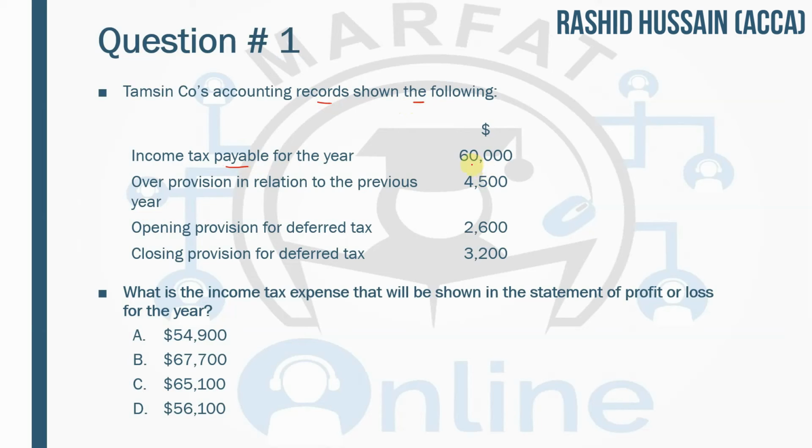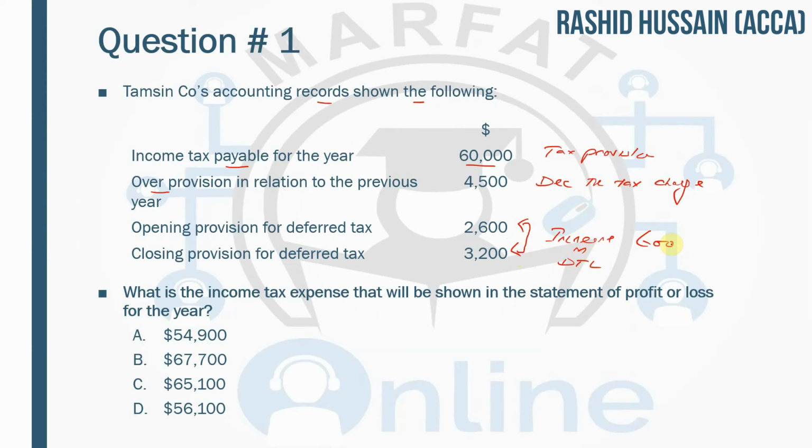Income tax payable for the year, which is the current tax provision, 60,000. Then you have over provision. Over provision decrease the tax charge. Opening provision for deferred tax is 2600. Closing is 3200. So you compare opening with the closing. Opening was 2600, closing was 3200. So there is increase in the deferred tax liability of 600.